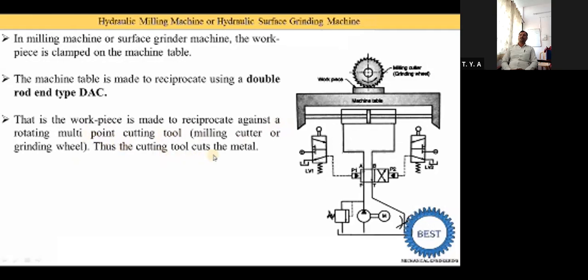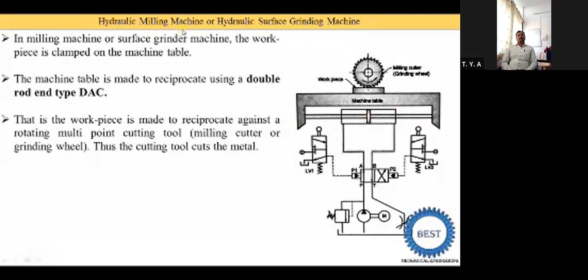Now in shaper machines, we studied that the cutting tool reciprocates, and the tool is mounted on the tool post, the clapper box and the ram. So the ram reciprocates and the cutting tool reciprocates, and the workpiece is stationary. The opposite is true in milling machines and surface grinding machines: the tool is rotating and the workpiece reciprocates. So in a shaper machine, we give the reciprocating motion to the ram, which means the ram of the shaper machine is mounted on a double rod end type double acting cylinder.